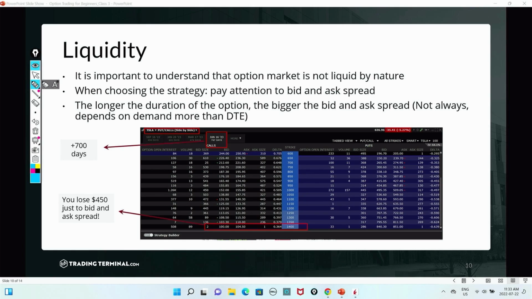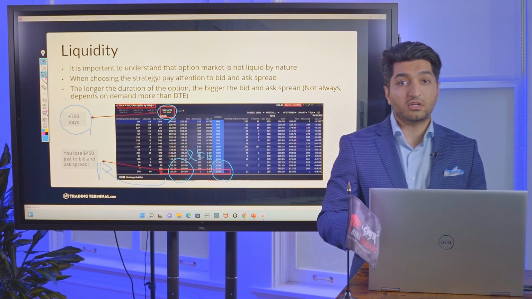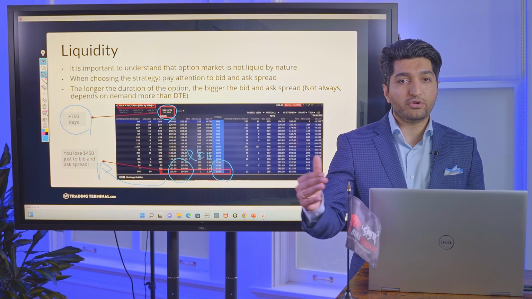So take a look at this option. That is 767 days away, so plus 700 days away. When you look at this option for something that is way out of the money, you can see that the spread is $4.50. And remember, for option contracts, you have to multiply them by 100. So that means you're just losing instantly $450 to the bid and ask spread. So pay attention to the liquidity and how far you're going out in the time.